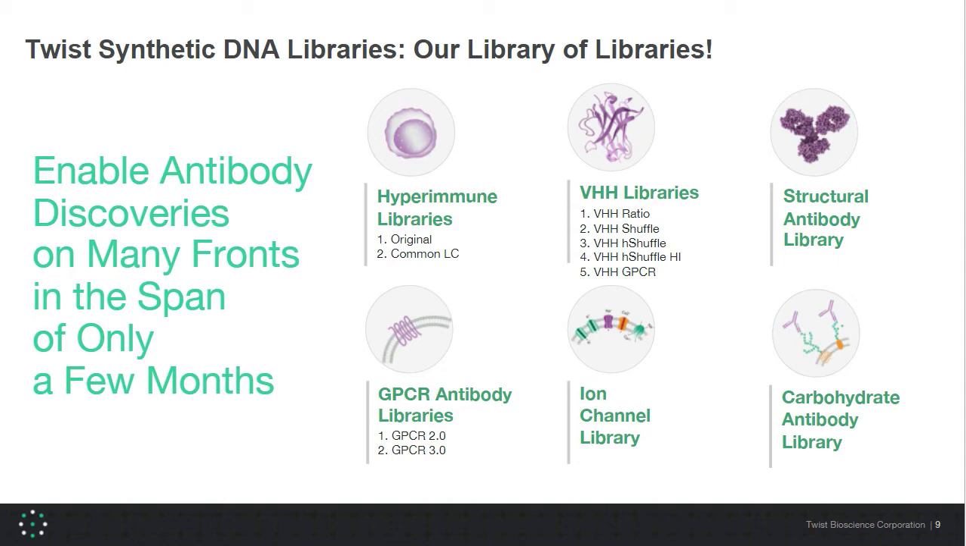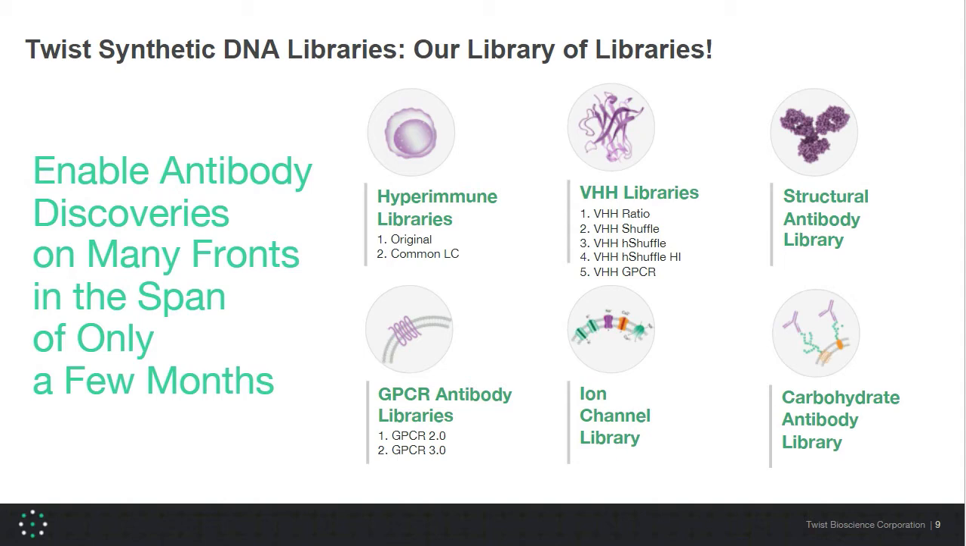The first of our libraries I've talked about before is a Hypermutated library. It's a fully human Fab library, again in phage display, where we have diversity in both heavy chain and light chain, which is our original library, as well as a common light chain version of that same library for use in common light chain bispecifics.